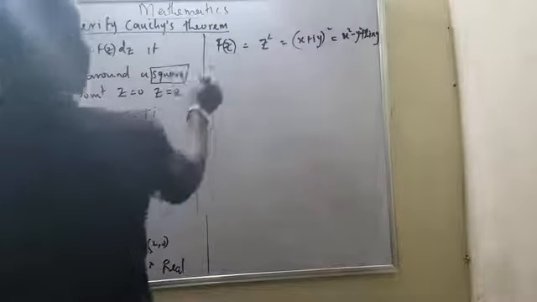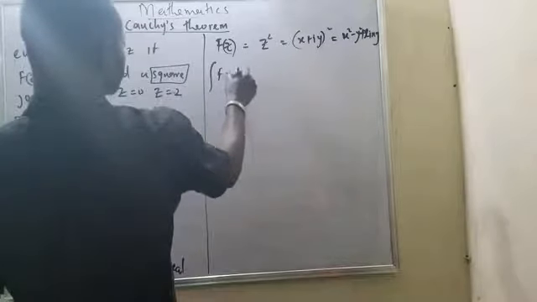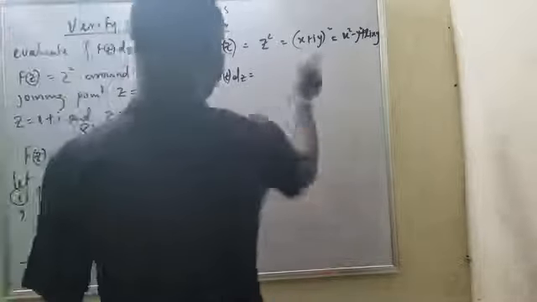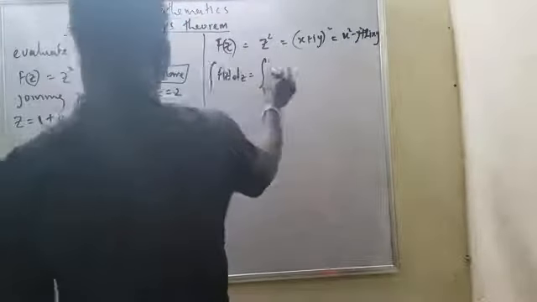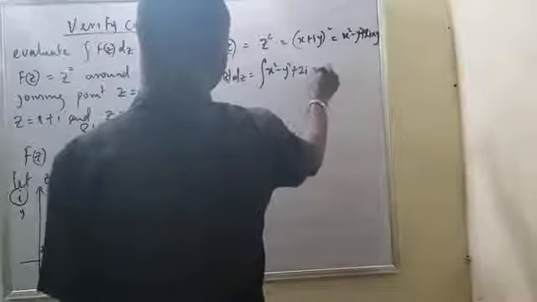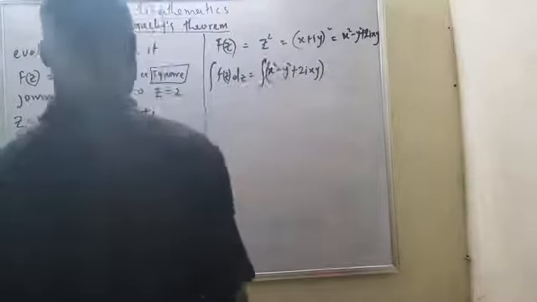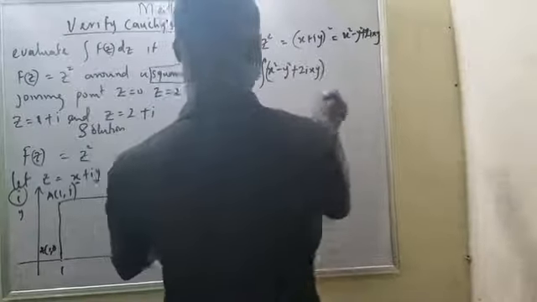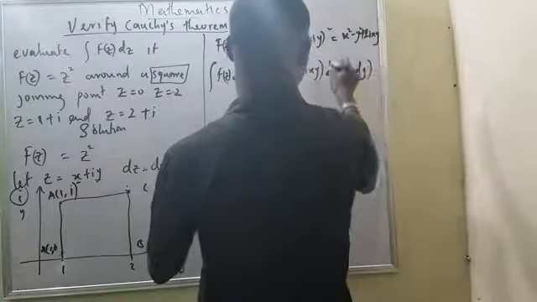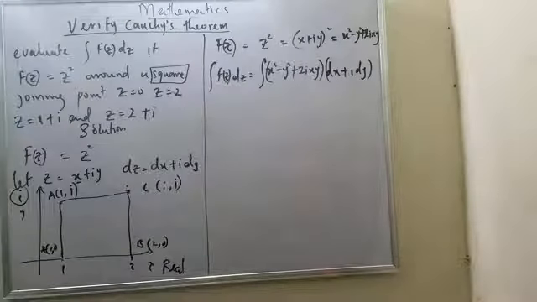Now I can answer what the integral of f of z dz will be equal to. It is the integral of x squared minus y squared plus 2ixy. Okay, now what is my dz? It will be dx plus i dy. Now, once I have it this way, I can now do one or two things.